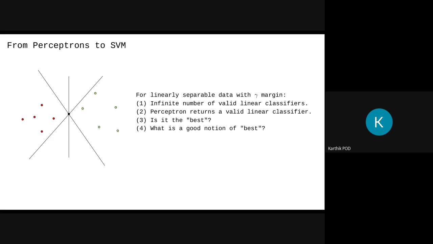First of all, what do we mean by this notion of best? The motivation of SVMs is centered around this question: given a set of data points, again starting with the linearly separable case, how can I find the best possible linear classifier? That is the main motivation behind SVMs. To understand SVMs properly, we need to understand margin quite well.